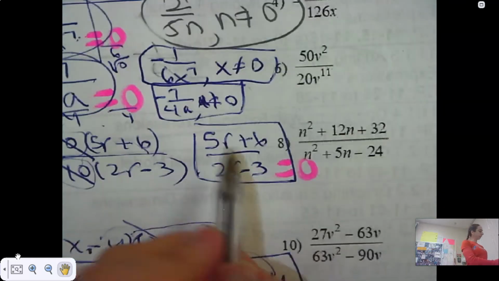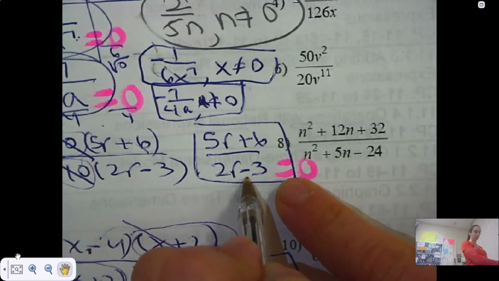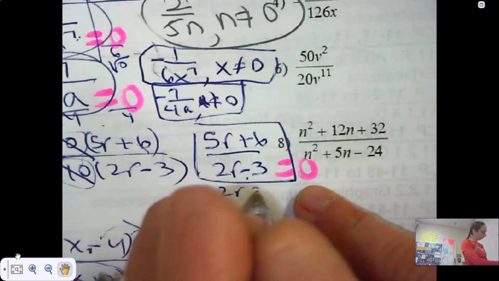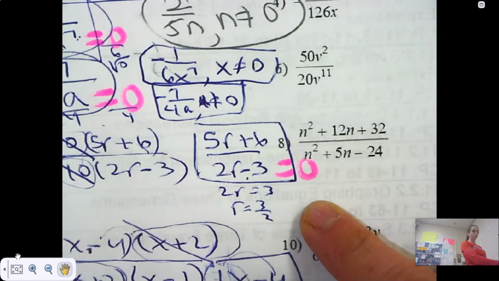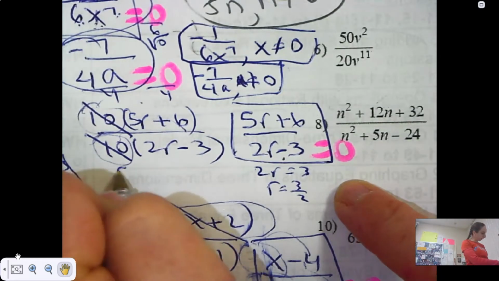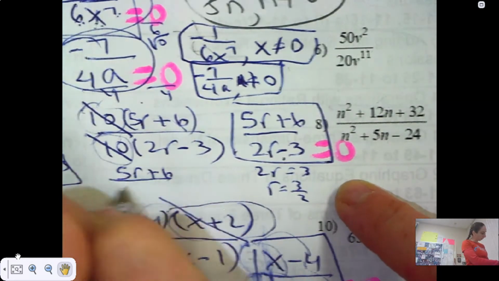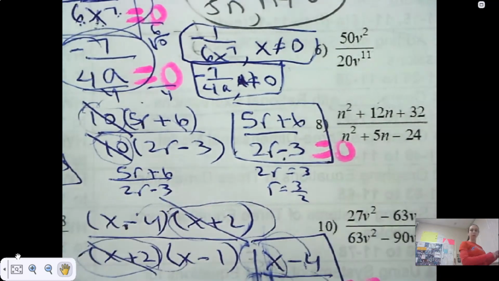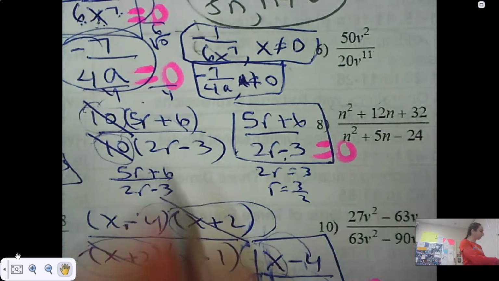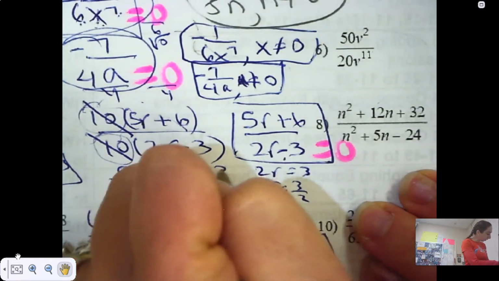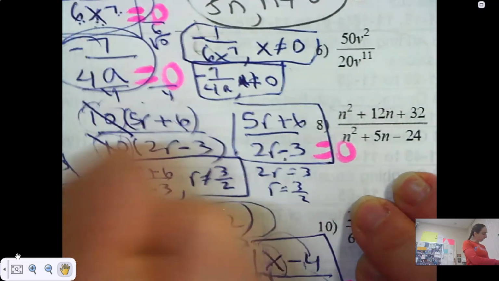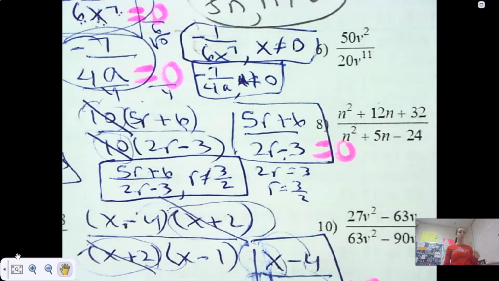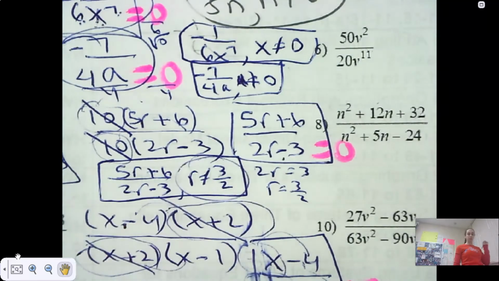The thing is, if I set this equal to 0, I add 3, divide by 2, r equals 3/2. So I'm saying the final answer is 5r plus 6 over 2r minus 3. R can be any number in the whole wide world, but if you make r 3/2, it's not going to work. So I'm saying, okay, here's the rules. You can do whatever you want, but here's my one rule. You cannot do this, or it's not going to work for me. Okay?